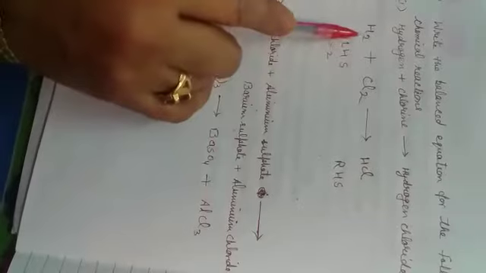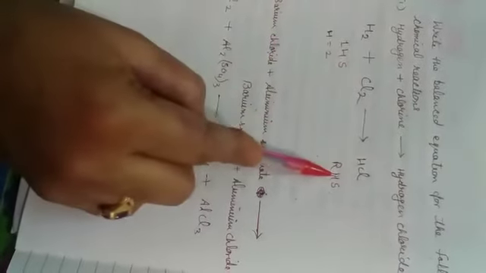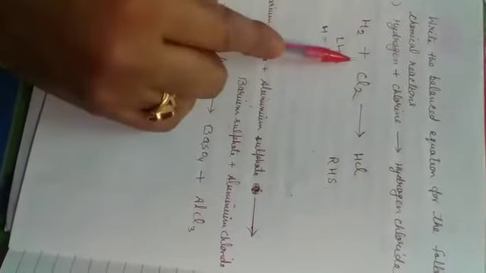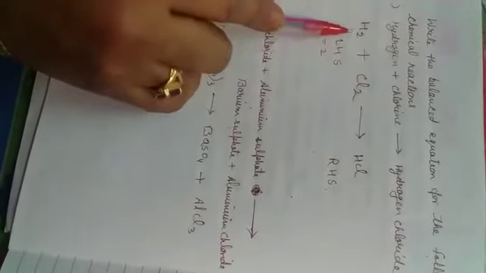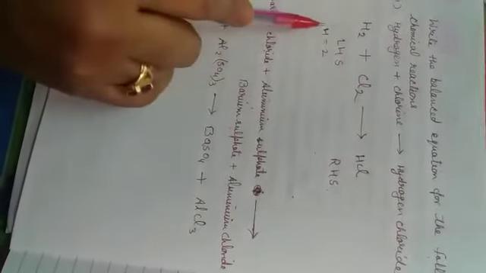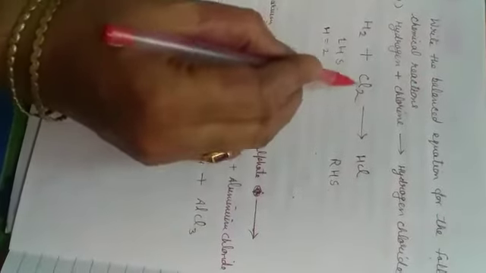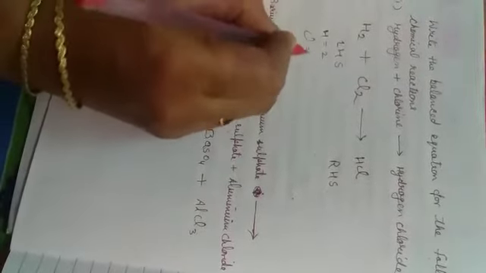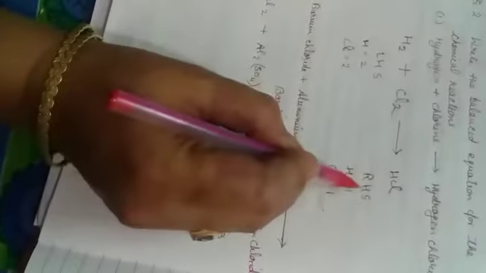See here, left hand side, this right hand side. Students, if we see on left hand side, hydrogen atoms are 2 and how many chlorine atoms? Chlorine atoms also 2 here on left hand side, and here in right hand side hydrogen atom is 1 and chlorine also 1. Now we have to balance both the sides. Left hand side is equal to right hand side.